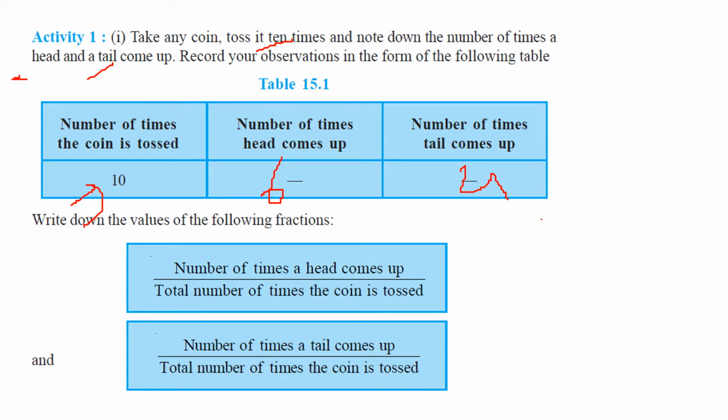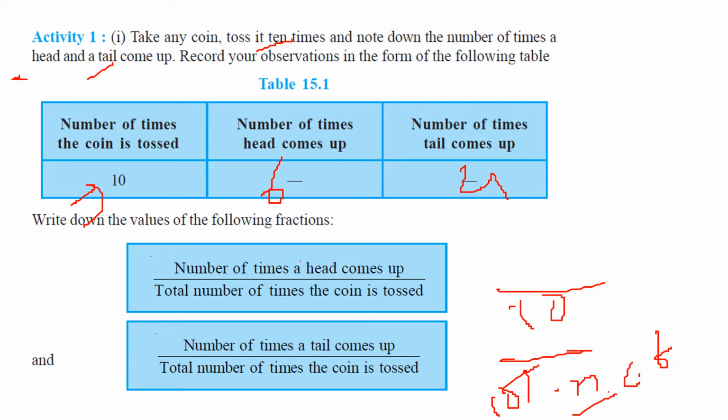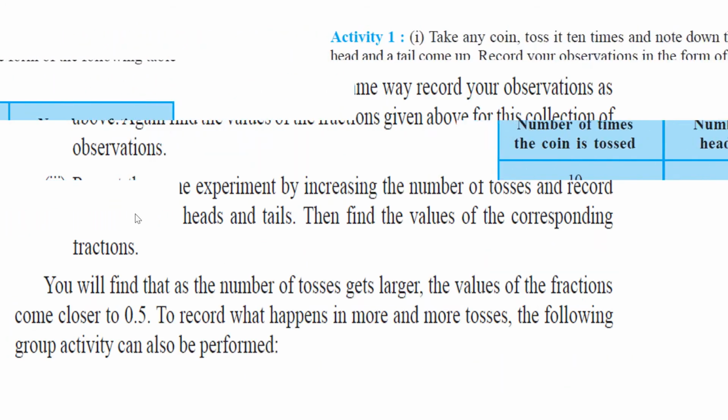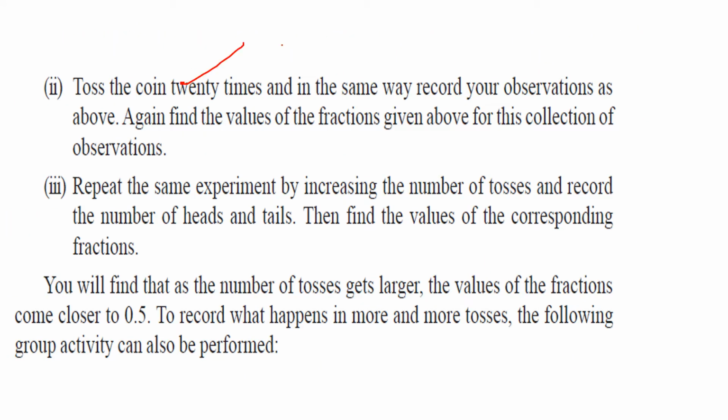First of all, in both cases, we have to write the total number of times the coin was tossed. Say 10 times. Now 6 times head has come up, so 6. Say 4 times the tail has come up. This is how we write. Then do it for 20 times. Then go for as many times as you want.